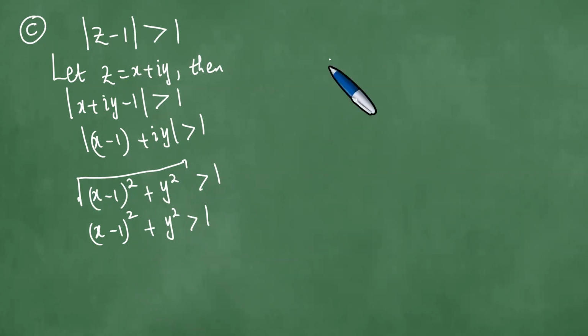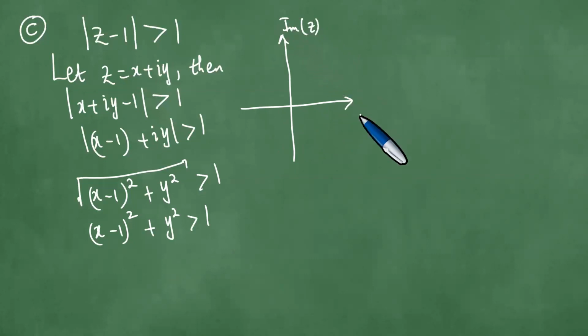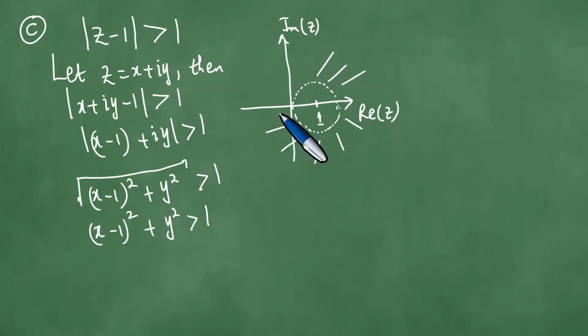So this region, we can graph it like here. Imaginary z, real z. Okay, so x is 1 and y is 0, and then the radius is 1. It is a region that resembles a circle but has no boundary. We are looking at the region bigger than 1, like this. So that is the region.